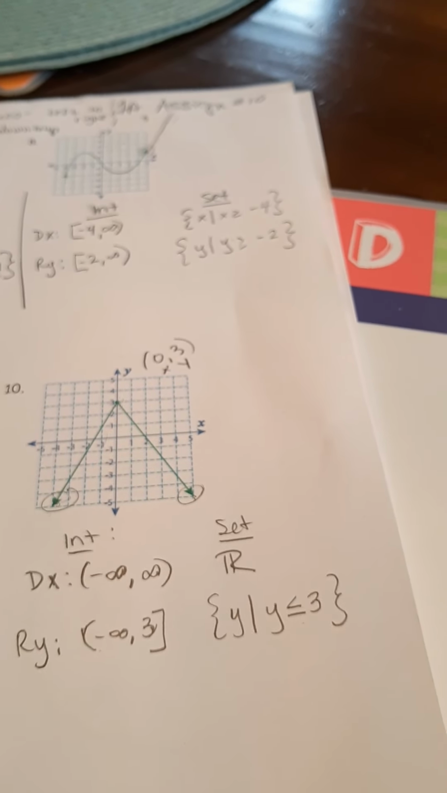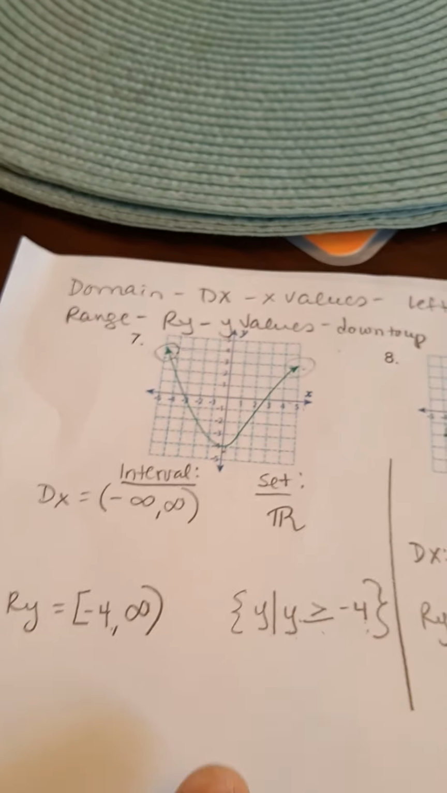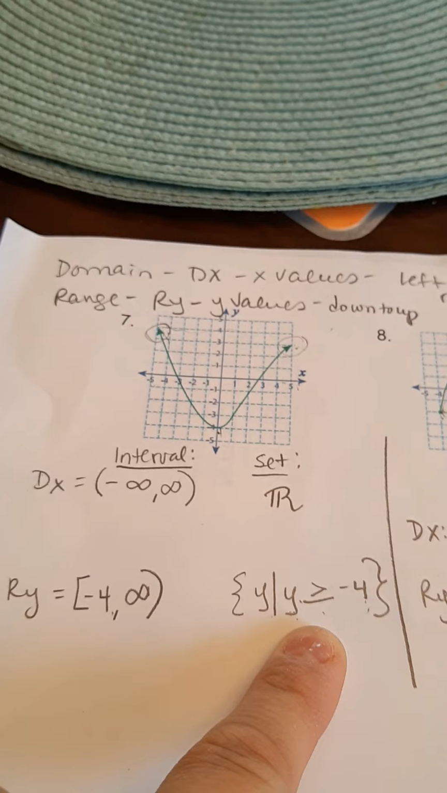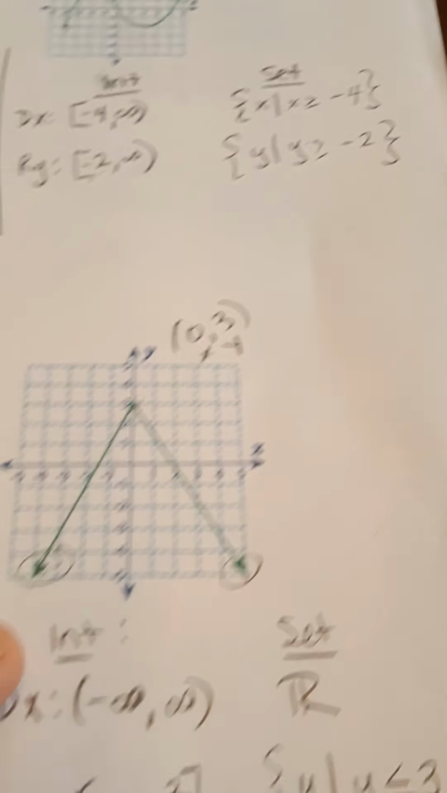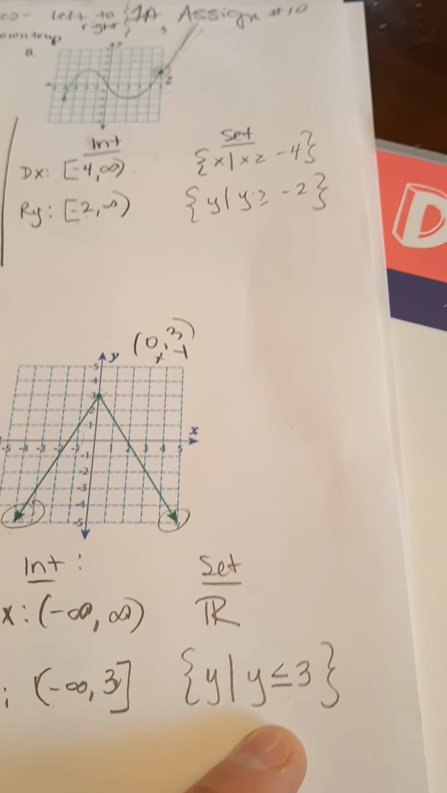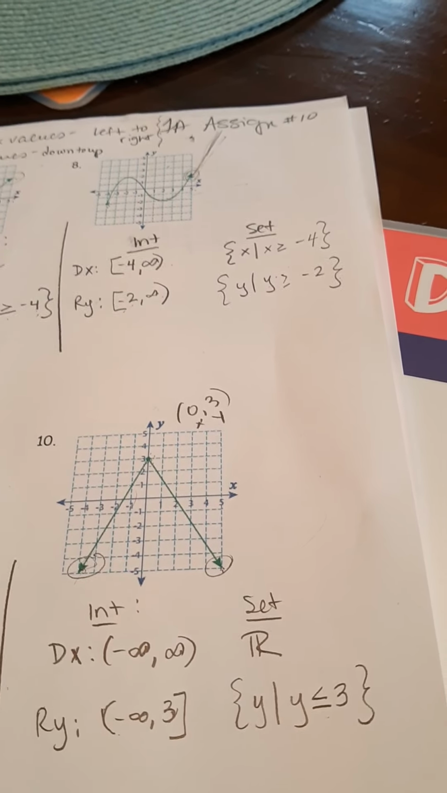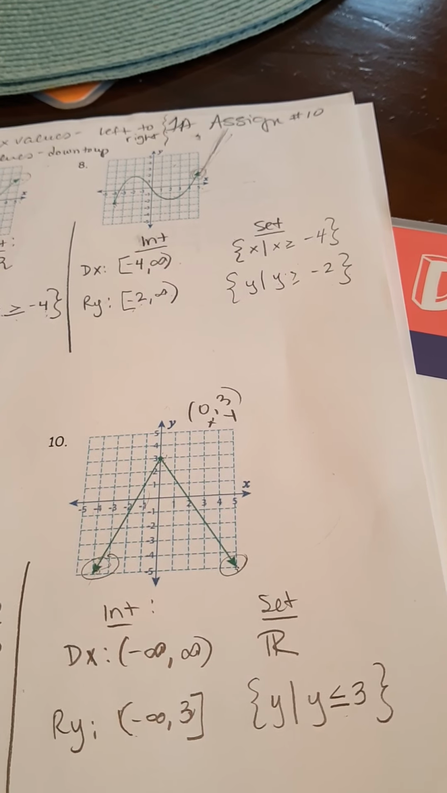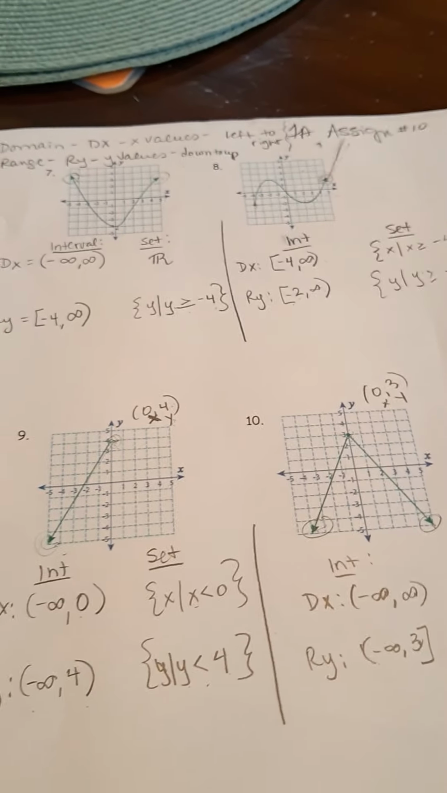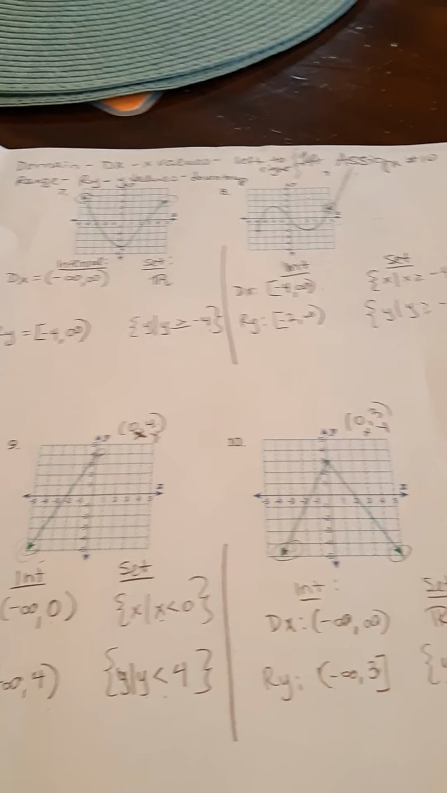All right, so compare with number 7, where the arrows were going up, our range was greater than or equal to. Notice here the arrows are going down, it's less than or equal to. So hopefully this is starting to make a little sense. It's a very complex topic, not ideal to be learning long distance.